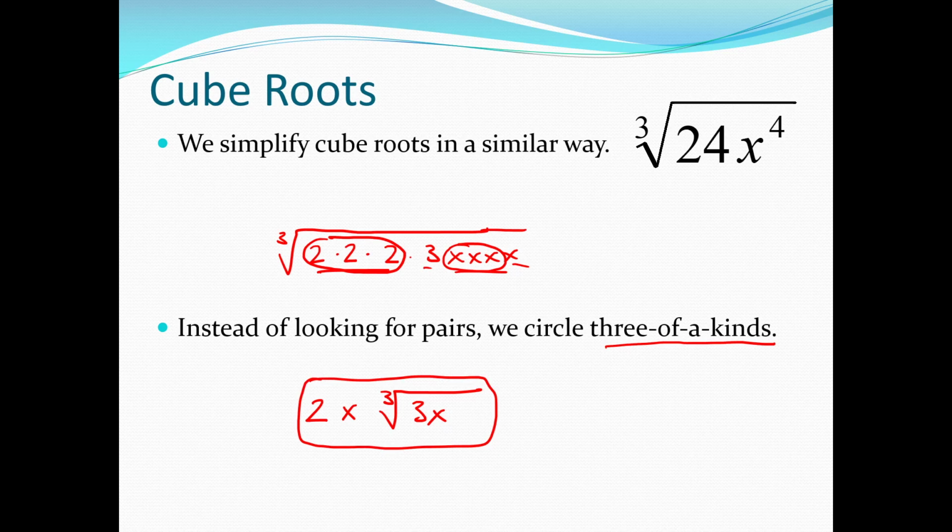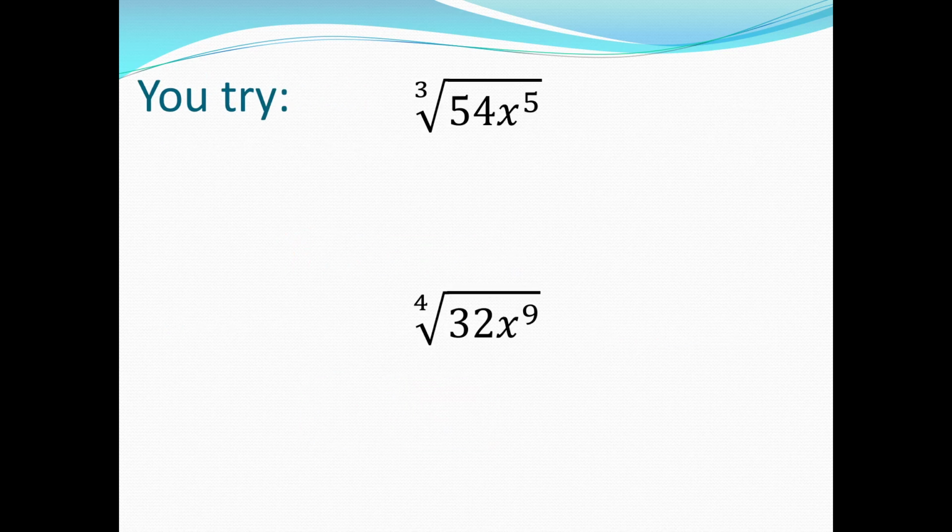Okay, a couple more examples. You may want to try these yourself. The first one is a cube root. The second one is a 4th root, but you're just going to do the same thing. Right here, you're looking for 3 of a kind. And here you are looking for 4 of a kind. So the number tells you how many things to circle. If you want to try it, go ahead, pause the video, and I'll catch up with you in a moment.